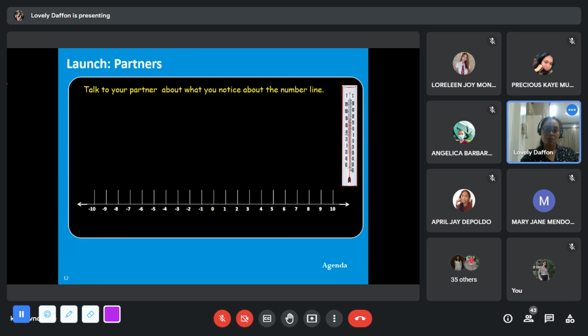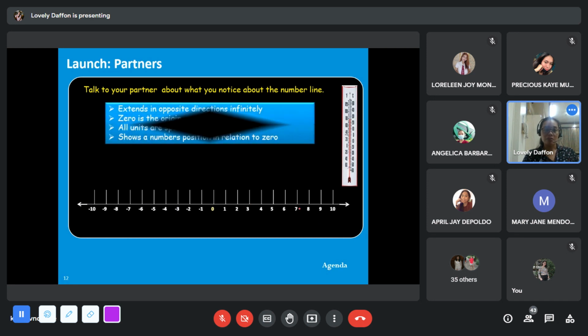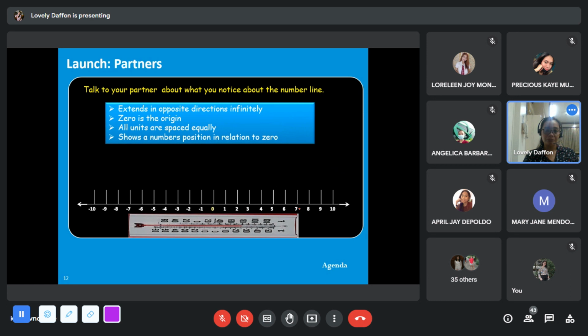Next, talk to your partner about what you notice about the number line. Specifically, we cannot really teach well integers if you do not have your own number line the same as this. So this is our number line actually. So, extend in opposite directions. Okay, we have already discussed this one. Balik-balik ani. It's just the same also with the temperature. Okay, you have here 50, 40, 30, 20, and 10. So, the middle point or the zero itself, it's just the same with the temperature.